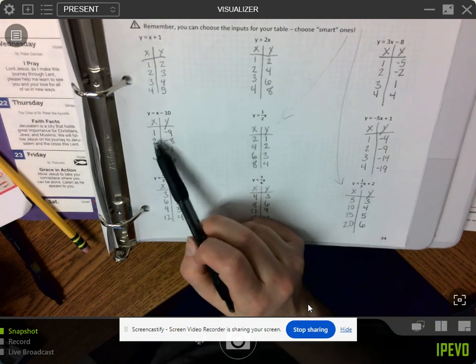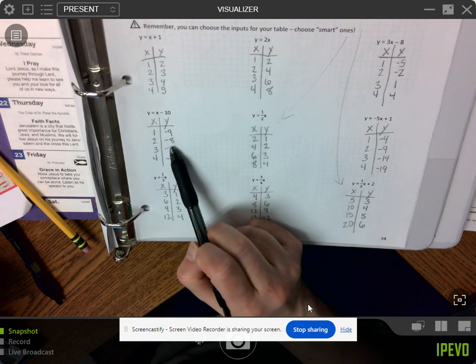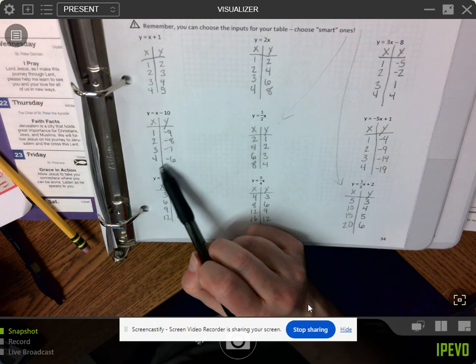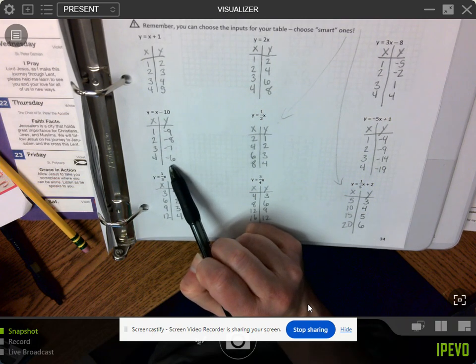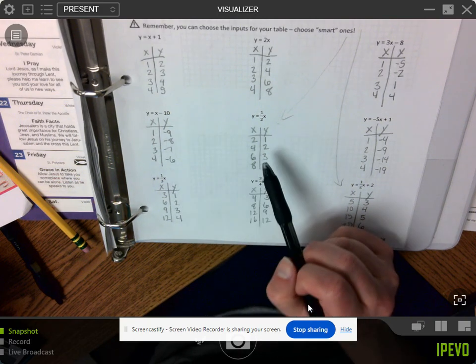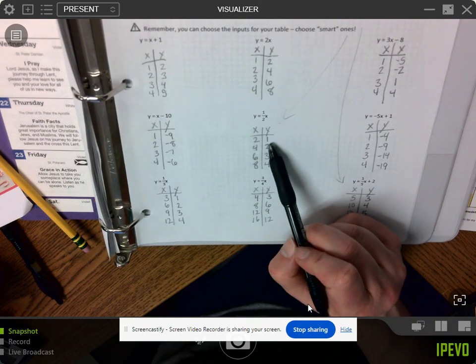For this one, I put in a 1 and got a -9. I put in a 2, I got a -8. I put in a 3, I got a -7. I put in a 4, I got a -6. You did not have to put in the same numbers I put in. But you have to make sure that your output matches with your input.